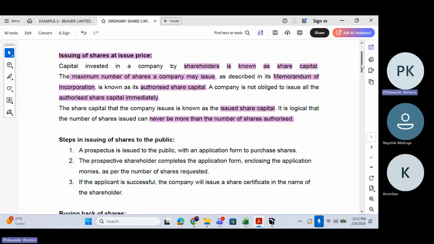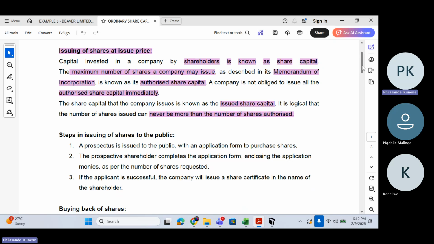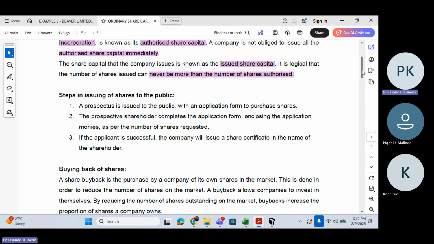For the director to be safe, you must stick to the number of shares that were authorized. Don't issue more than that. The Companies Act allows a director to issue more, but that's not something that we should be discussing in grade 12. What you need to know is that you cannot issue more than the shares that have been authorized. And it ends there.